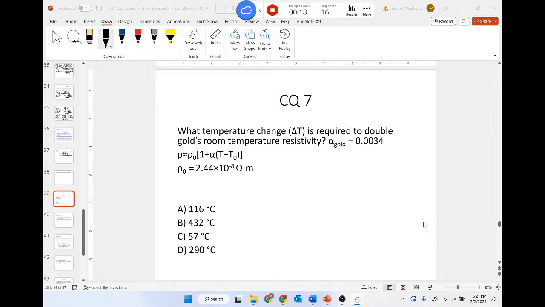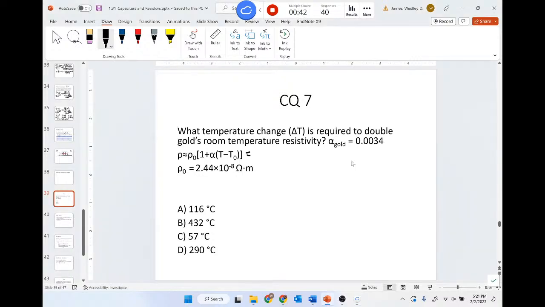So here's our equation that gets resistivity. It says resistivity equals the resistivity at room temperature times 1 plus alpha. Alpha is just a constant given per material. So this is really just a math problem, just plugging in the variables. It's a plug and chug situation. Times T minus T naught. And I'm going to show you all.